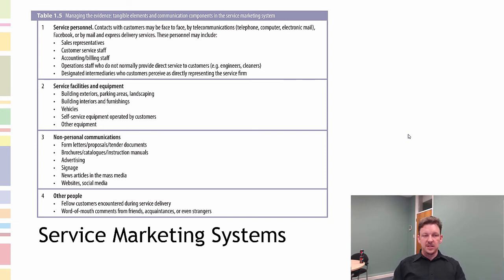All right, the services marketing systems component. Just want to mention a couple of the key points here are things we're going to come back to. So service personnel, there's a couple of chapters dedicated to this concept. Service facilities and equipment, this is ServiceScape. There is a reading and a chapter assigned to it.